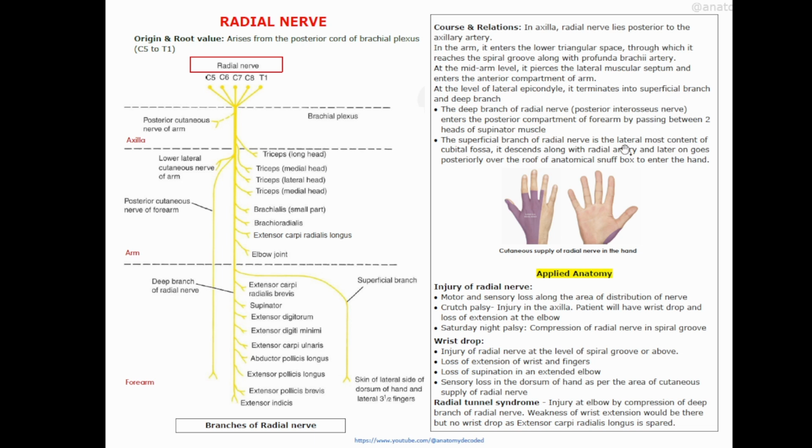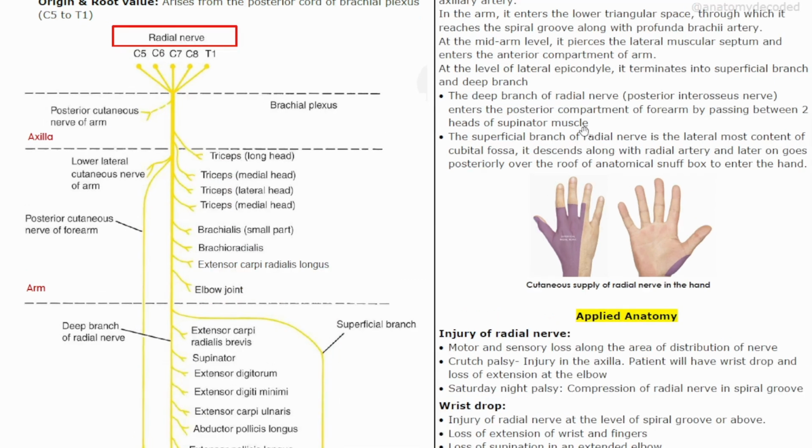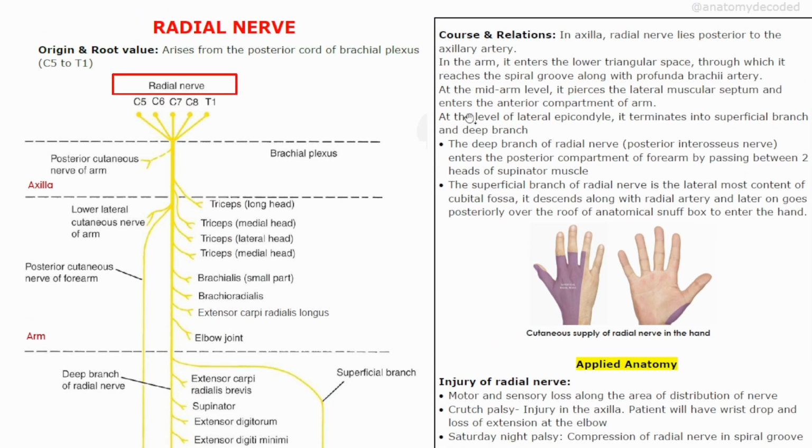Radial nerve arises from which part of the brachial plexus? Yes, radial nerve arises from the posterior cord of the brachial plexus. The three cords, right? Lateral cord, medial cord, and posterior cord. Radial nerve is arising from posterior cord. And look at the root value. It is C5 to T1. That means it includes the root value components of the entire brachial plexus.